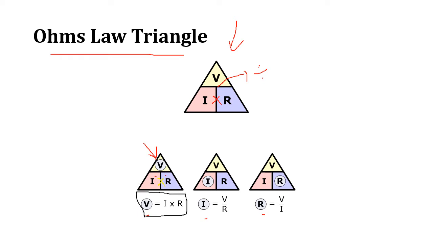In the same way, I need to find I. For the other two parameters there will be division, so you need to consider it as division. So I will be equal to V upon R. In the same way we can find R like this. Here R will be equal to, at this point we have to consider the division, V upon I. So from this Ohm's law triangle we can find the unknown parameter easily.